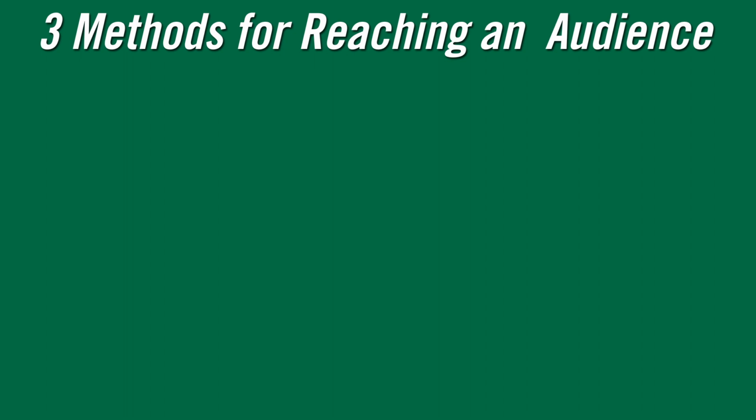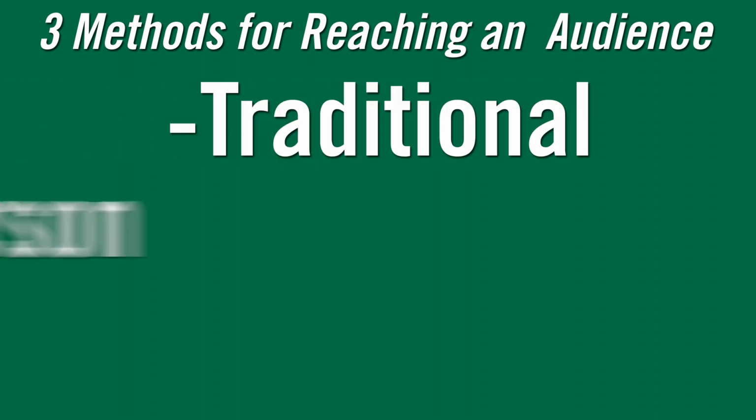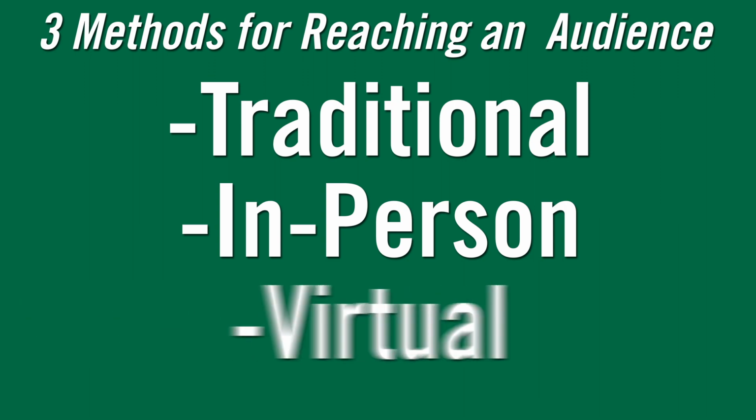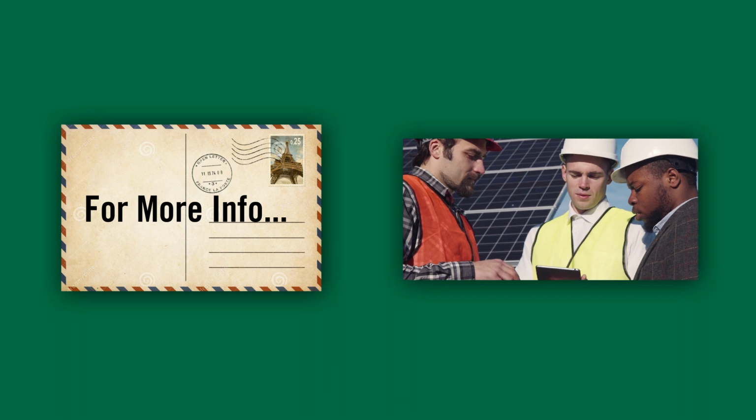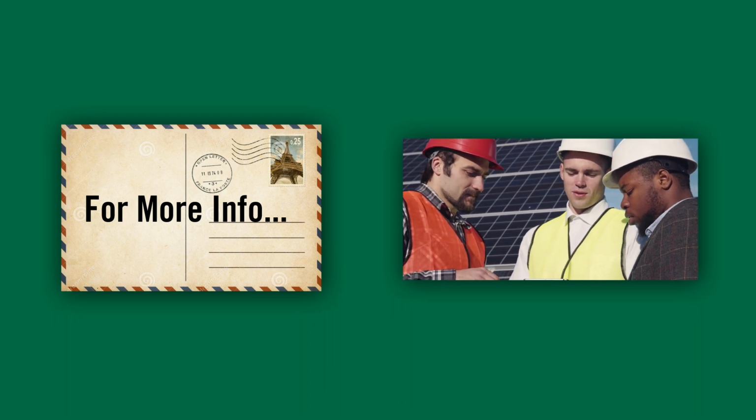Basically, there are three methods for reaching your audience: traditional, in-person, and virtual. Of course, these can and should be integrated and connected to each other. The best marketing campaigns have a variety of outreach methods that work in harmony. For example, you might send out a postcard that has a link to your website for more information, which might lead to an in-person visit from a company representative.